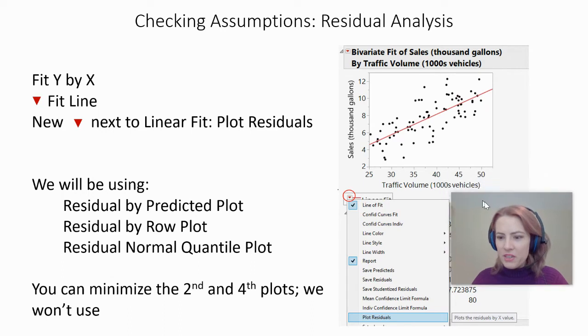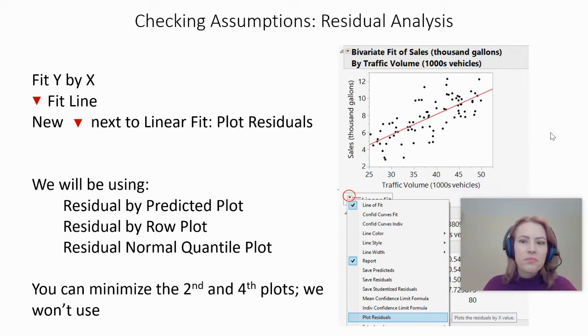Okay, now we get to checking these. To check these assumptions, we're going to do what's called residual analysis. So the clues are all hidden in the residuals. So I'm going to go to JMP. These are the general clicks I'm going to be doing. First you have to fit y by x and add in your regression line. And then a new red triangle will appear down where it says linear fit. And here we're going to plot the residuals.